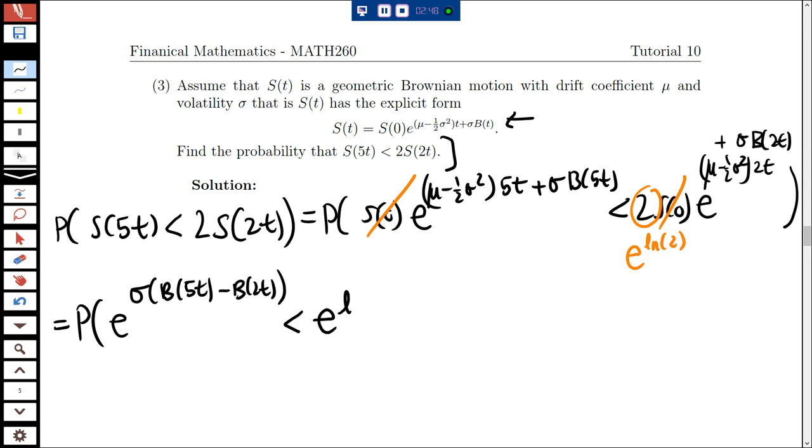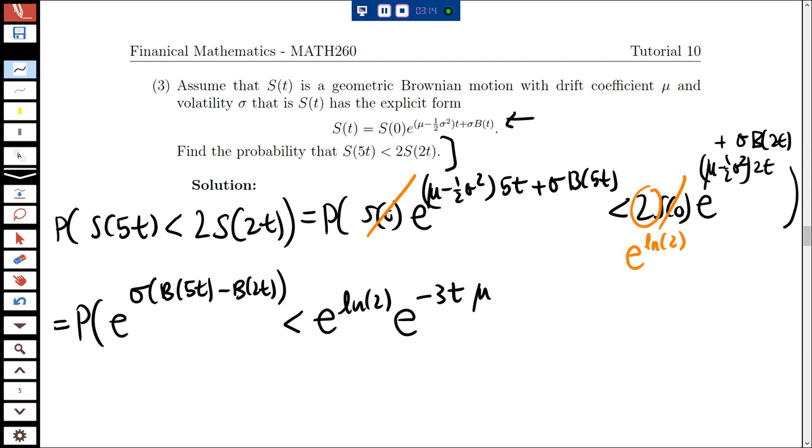Okay, so e to the log of 2. Okay, so how many mu's do we have? We have 5t. If I take that to the other side, that's going to be minus 5t. So 2t minus 5t, so that's minus 3t lots of mu.